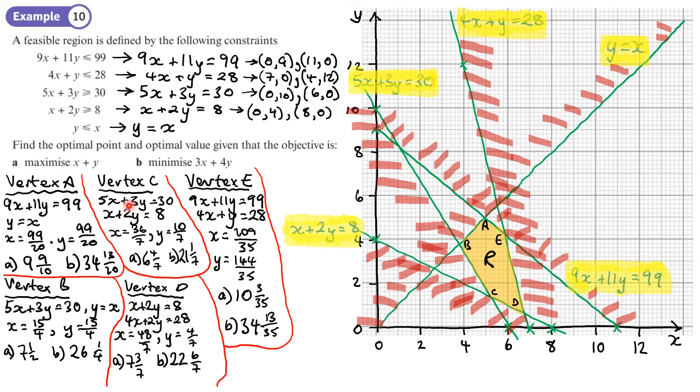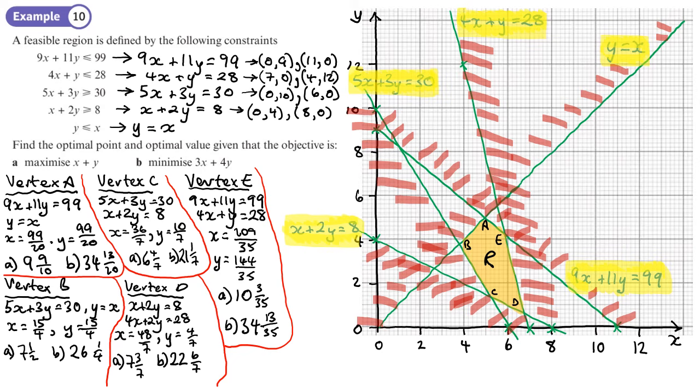I've written down first of all for each vertex the two lines that intersect. After that, I've used my calculator to work out the coordinates of the point of intersection, and then I've taken the point of intersection and I've substituted it into the objective function. So I've done A and B for each vertex.